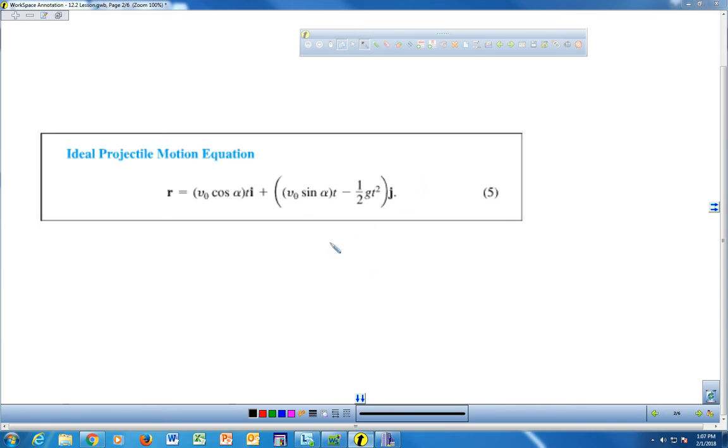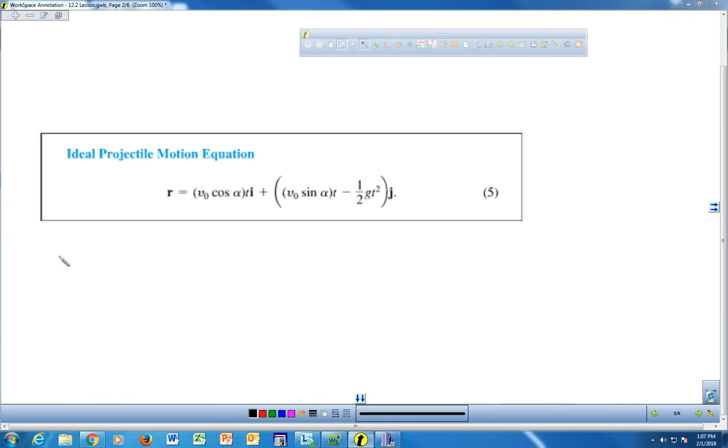Now there are a couple more things that we can do, and one of them is we can talk about the maximum height that the object is going to reach. The maximum height is going to happen exactly at the moment that my vertical velocity is 0. It's going to reach the maximum height once the velocity goes to 0, right at the very top.